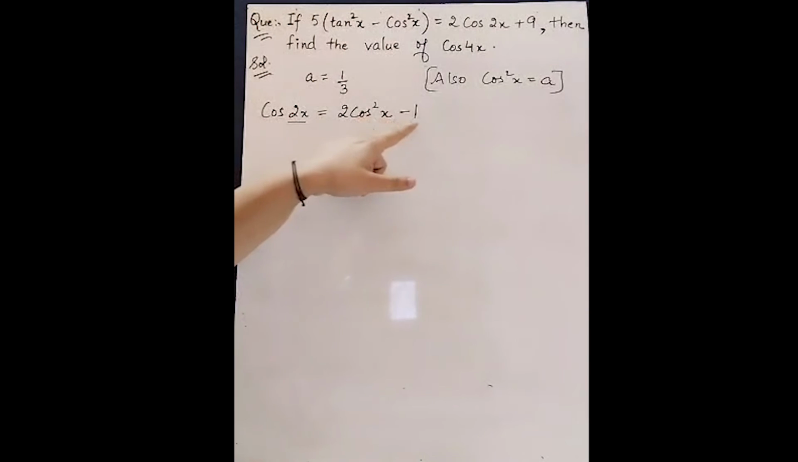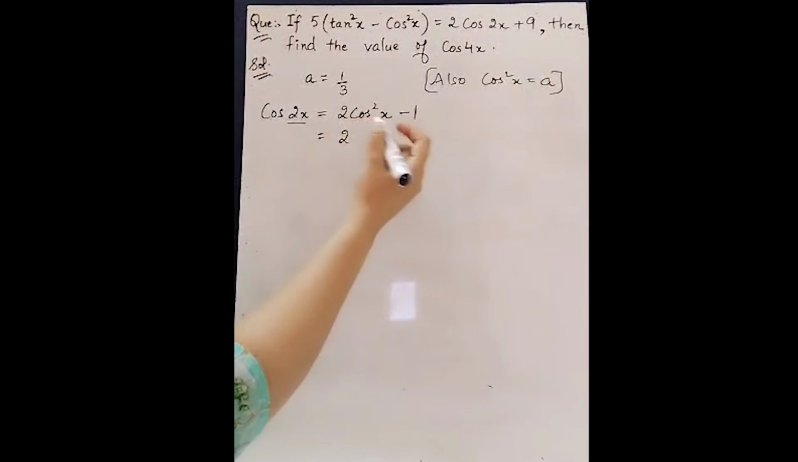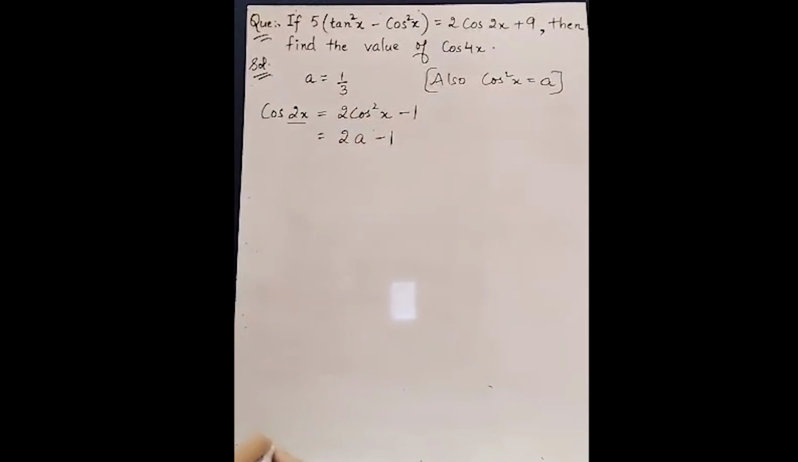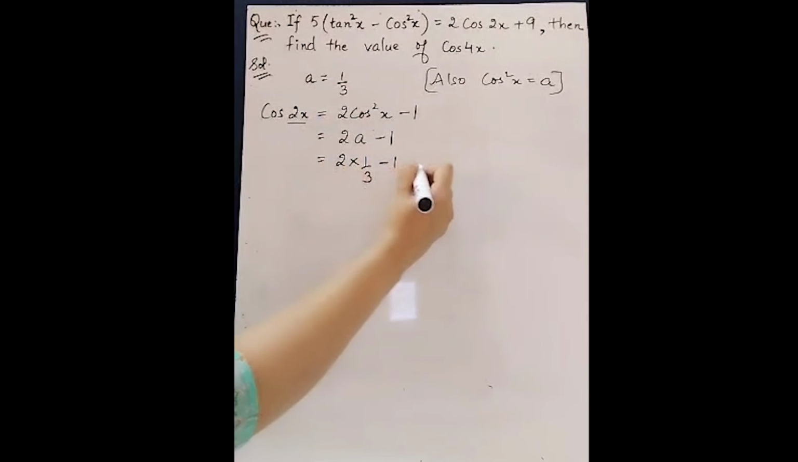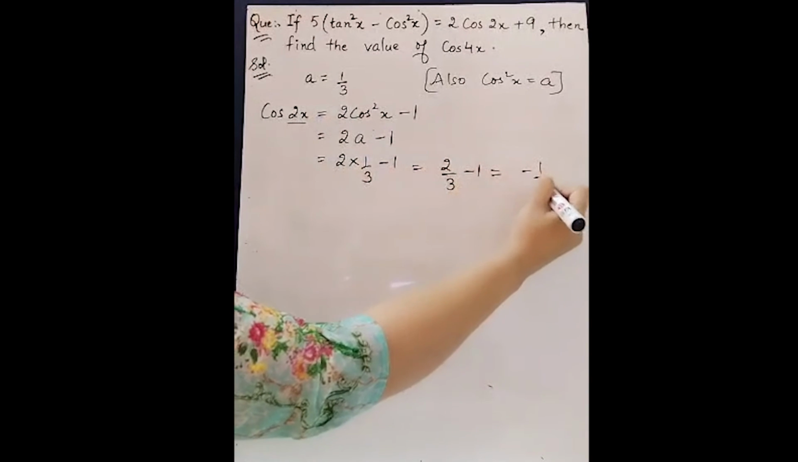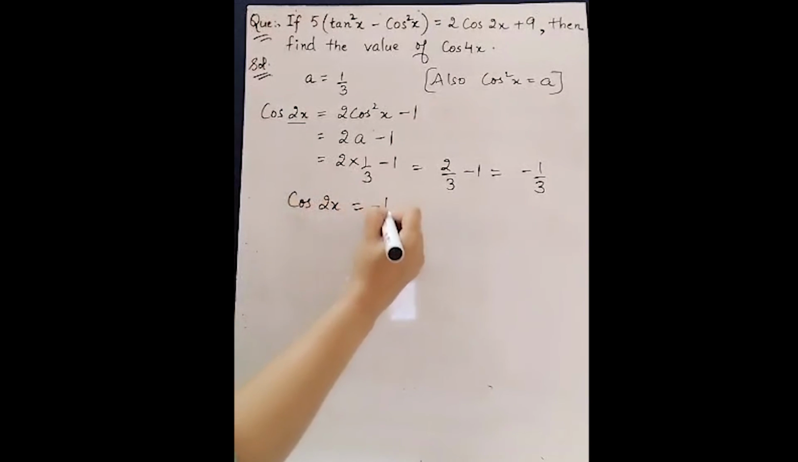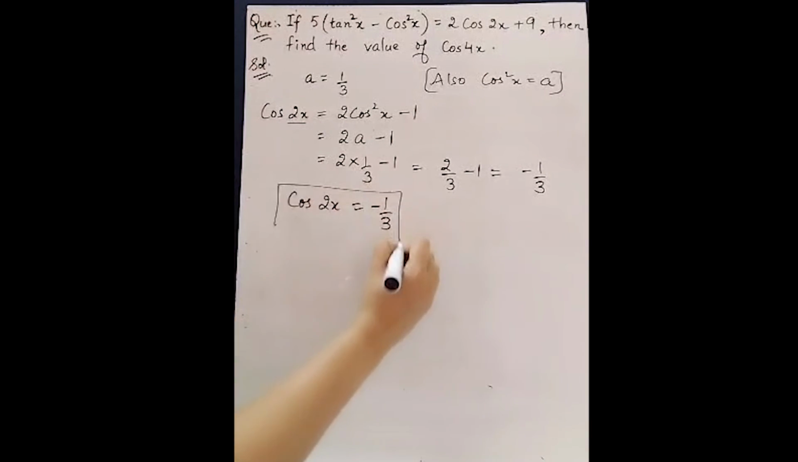So 2 cos square x minus 1 is equal to 2 cos square x, as we assumed it as A, so we can write 2A minus 1. So what will the answer be? 2A minus 1. The value of A is 1 upon 3, so 2 upon 3 minus 1. When we solve it, it will become minus 1 by 3. So the value of cos 2x is minus 1 upon 3.